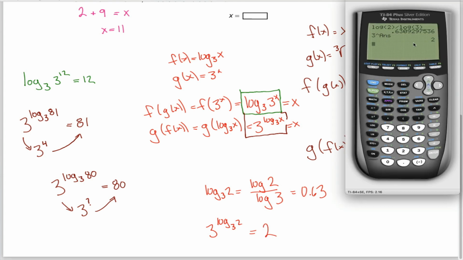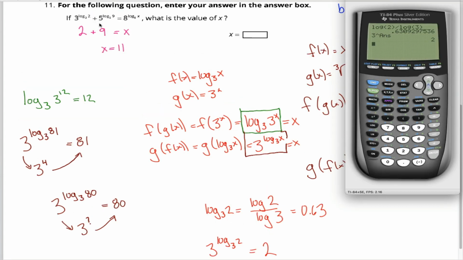And that's not specific to 2s and 3s. If I do 5 raised up to the log base 5 of 9, I expect 9 to be my answer. Let's make sure that that happens. 5 raised up to some power. I'm going to open up some parentheses. That power should be the log base 5 of 9.